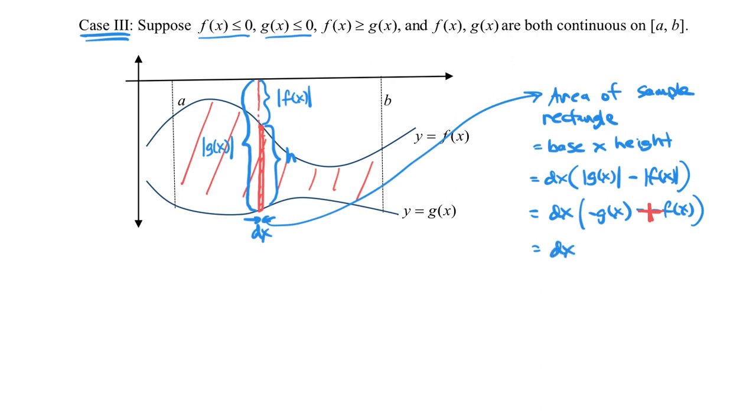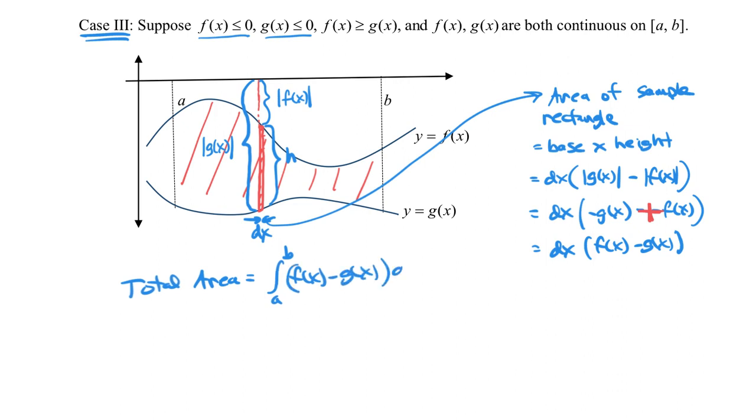So this will give us dx times f of x minus g of x. So that gives us the area of our sample rectangle. So then to find the total area, we sum all of our sample rectangles. And we will get the integral from a to b of f of x minus g of x dx.